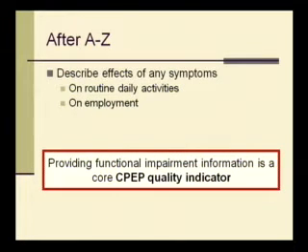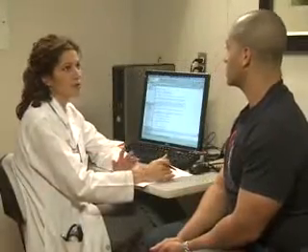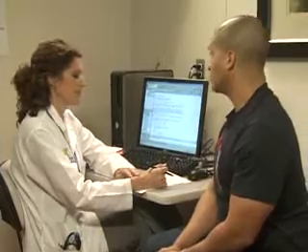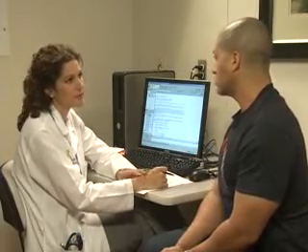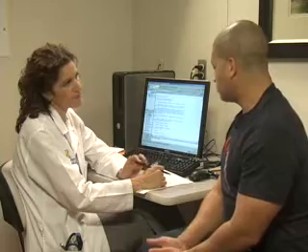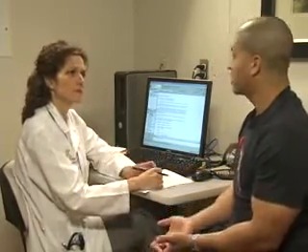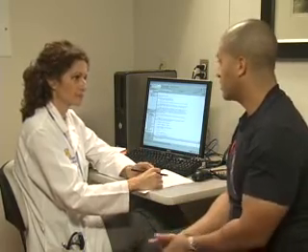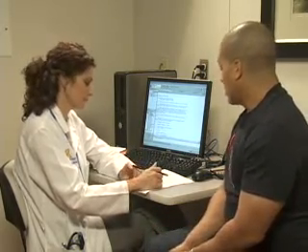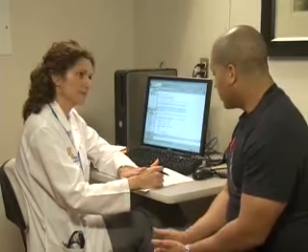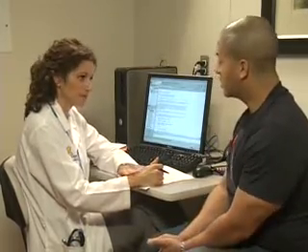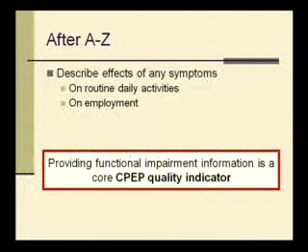Describe any effects on the veteran's routine daily activities or employment. How has this affected your routine daily activities or, for instance, your employment? It's just a feeling of discomfort and wanting to just be back to normal. I have anxiety and my lack of attention. But otherwise, I still work. You're still working? And things are okay at home. Okay. Providing functional impairment information is a core CPEP quality indicator.